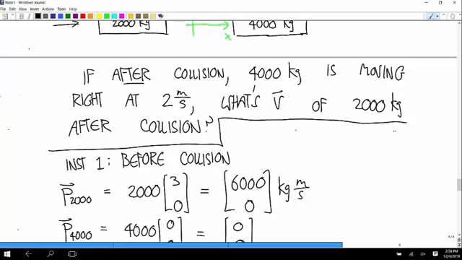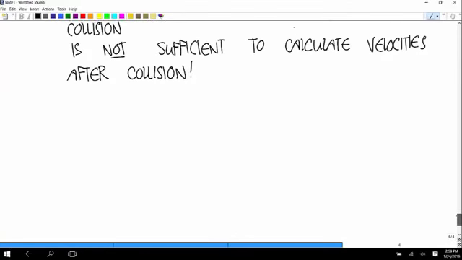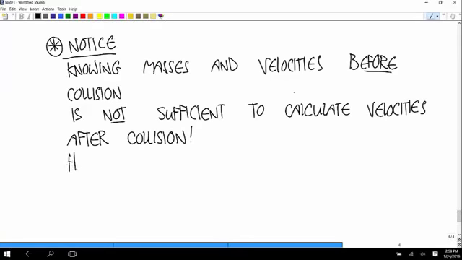And that's when I gave that extra bit of information, the velocity of the 4,000 kilogram train car after the collision. That was enough information about the nature of the collision to fill out the rest of what we didn't know. Then there are infinitely many answers. That's right. We have to know something about the collision.